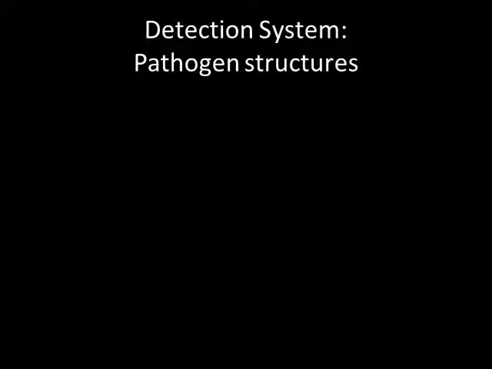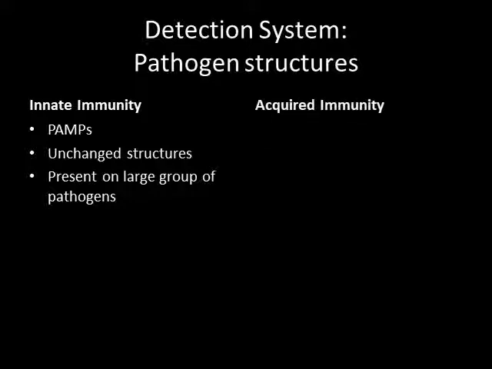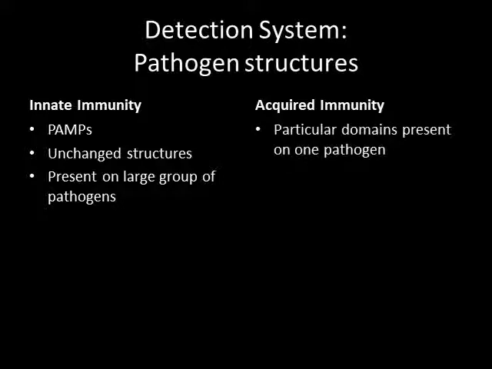There are also differences in the pathogen structures recognized by both systems. The receptors of the innate immune system recognize conserved structures present in a large group of pathogens, for example, your lipopolysaccharides in all gram-negative bacteria, while your receptors for the acquired system recognize single epitopes expressed on a single pathogen.